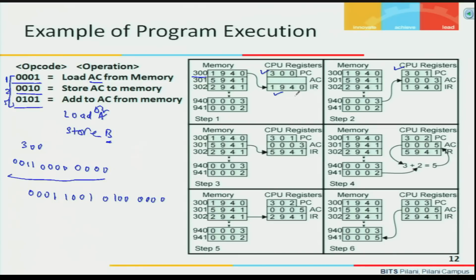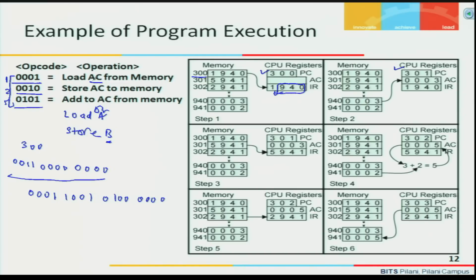Now 1940, what is 1940? This is an instruction. The first 4 bits of this instruction is 1. 1 means the opcode is 0001 in binary. So what does this instruction mean? The meaning of this instruction is already defined in the architecture. The rest of the part shows the memory location. So 940 is 12 bits. This is a memory location. So the contents of memory location 940 will be loaded into the accumulator register. That is the meaning of this instruction.